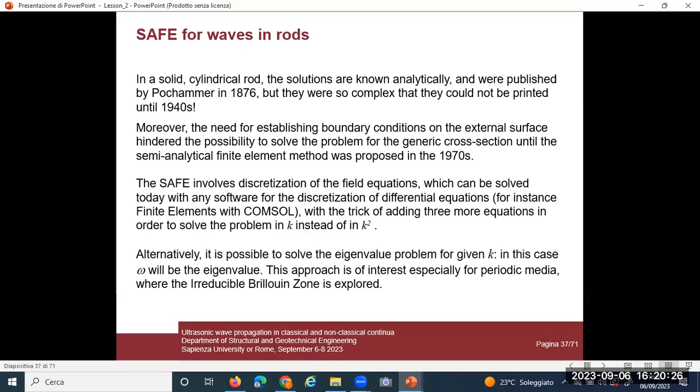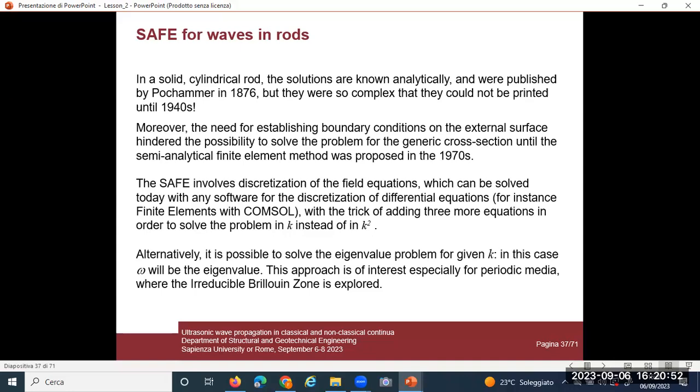And then after that, the need for establishing the free boundary conditions on the external surface hindered the possibility to solve the problem for generic cross-sections. And I will show you why this can be of interest from an engineering point of view.